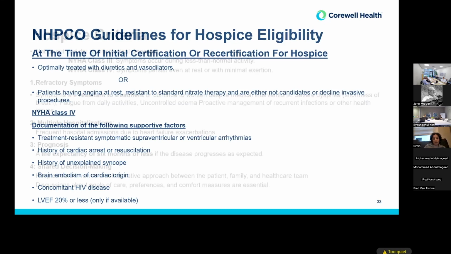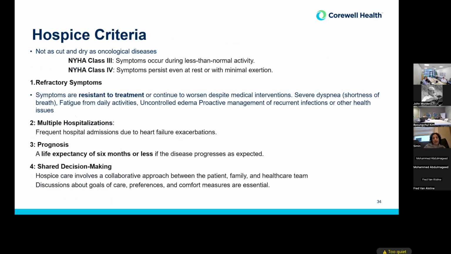She was not appropriate for hospice care. I'm going to share with you what our hospice does. We don't only admit patients to hospice with the New York Heart Association Class 4. It is not as cut and dry. We typically will look at patients. If it's a class 4, that criteria, then obviously yes. But if we have a patient who has a class 3 and has some of these following ones.